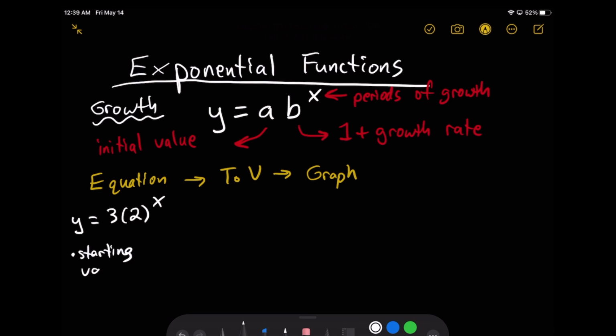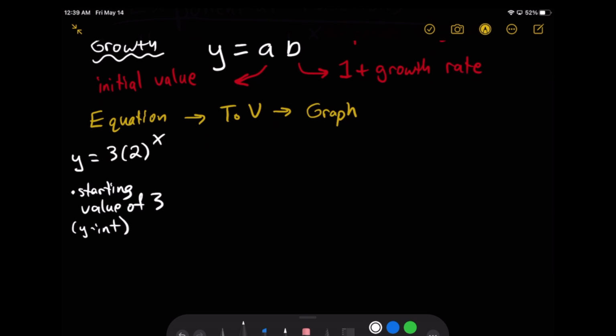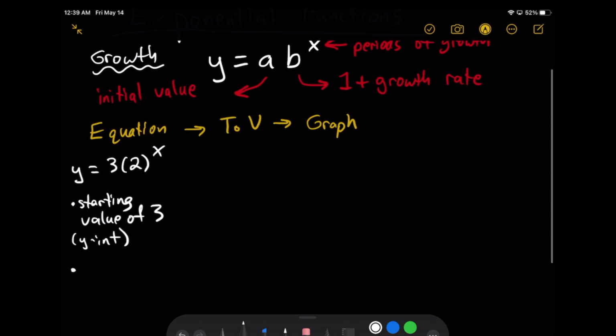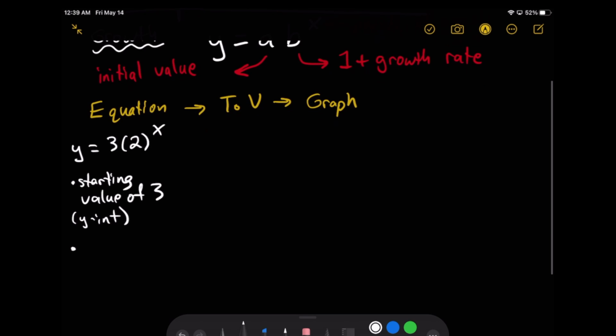Starting value of 3. And on my graph, that's going to be our y-intercept. So when x is 0, that's our y value. And 2 says how much our population or whatever is going to grow each time. So it's 1 plus the growth rate. So b equals 2, b equals 1 plus the growth rate.